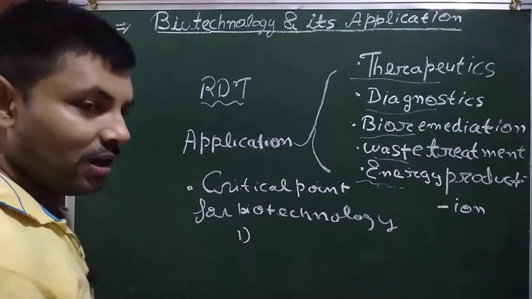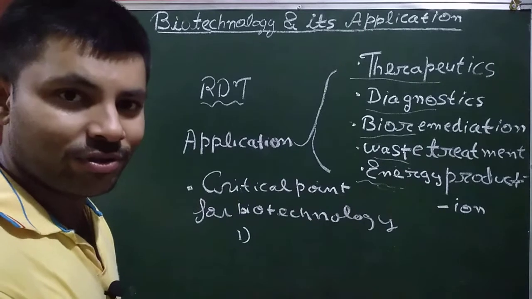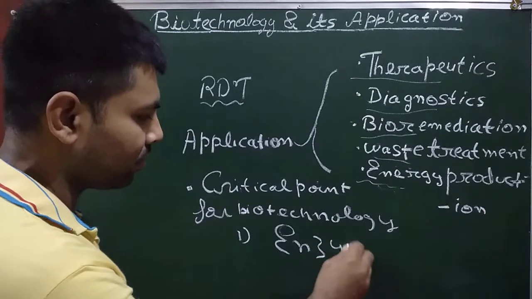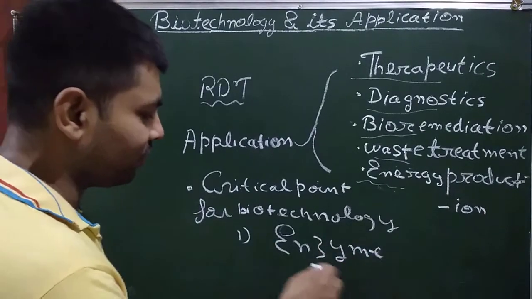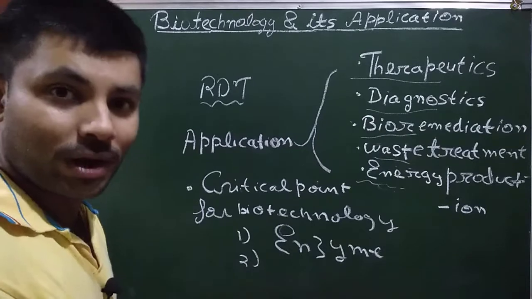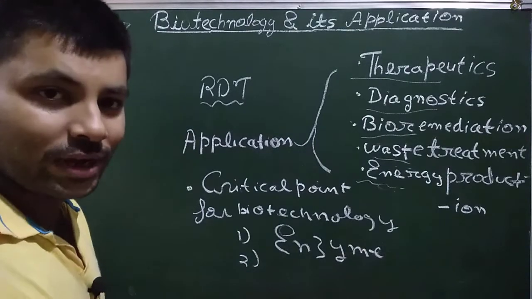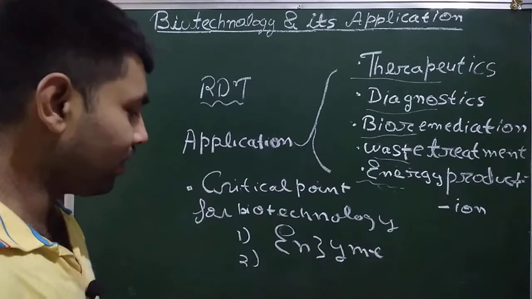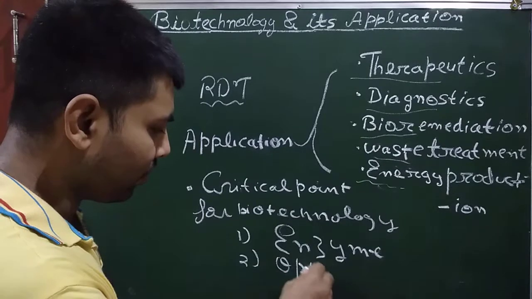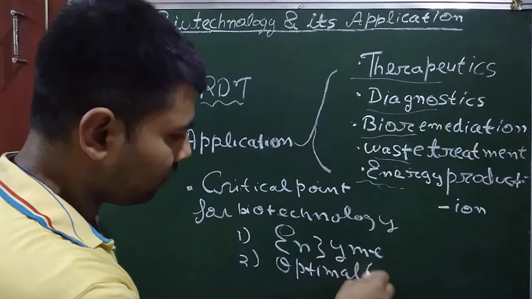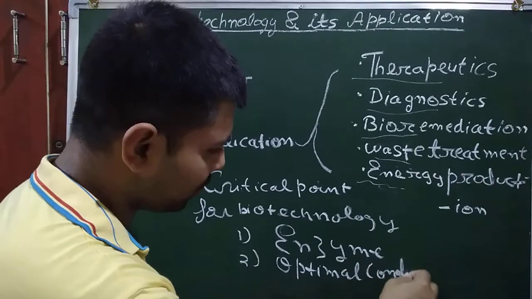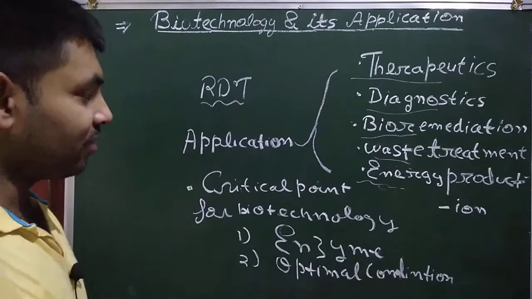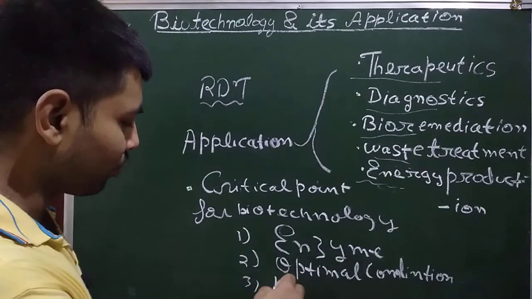First point is that it leads to better production of catalysts using organisms, such as enzymes. Now see the second point, leading to better optimal conditions for the activity of certain things. Taking an example, enzymes or other catalytic things. And the last is basically the downstream process.